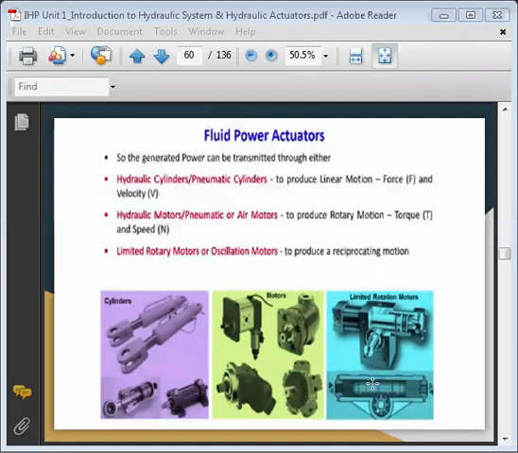So these are the three categories of actuator. It may be a hydraulic actuator, it may be a pneumatic actuator, but the type is the same, only the medium is changing. Getting it? Please write down.